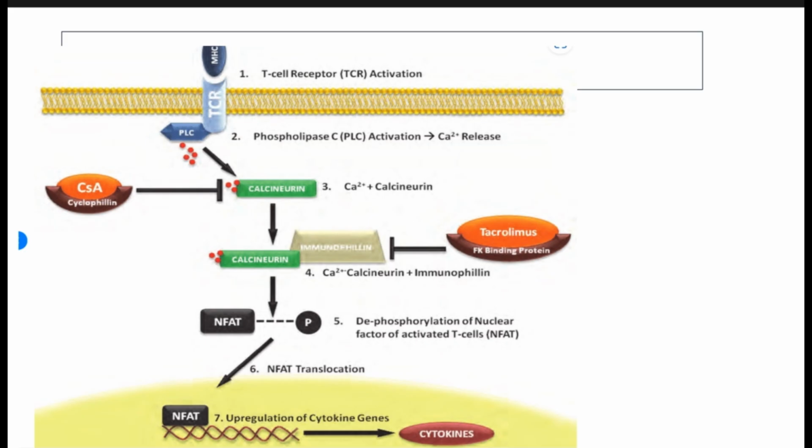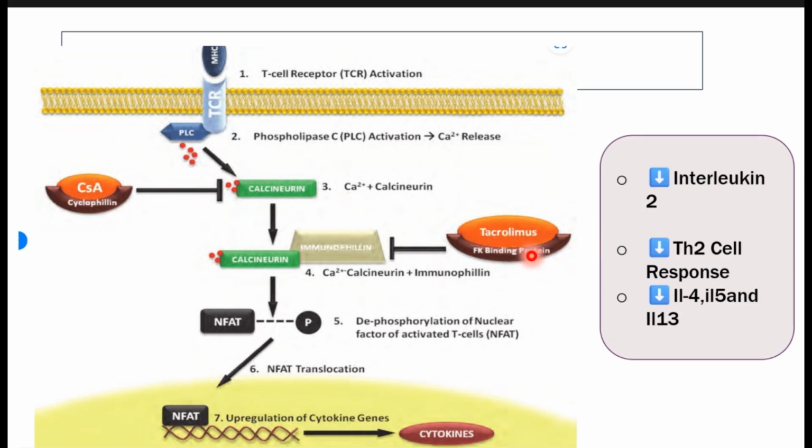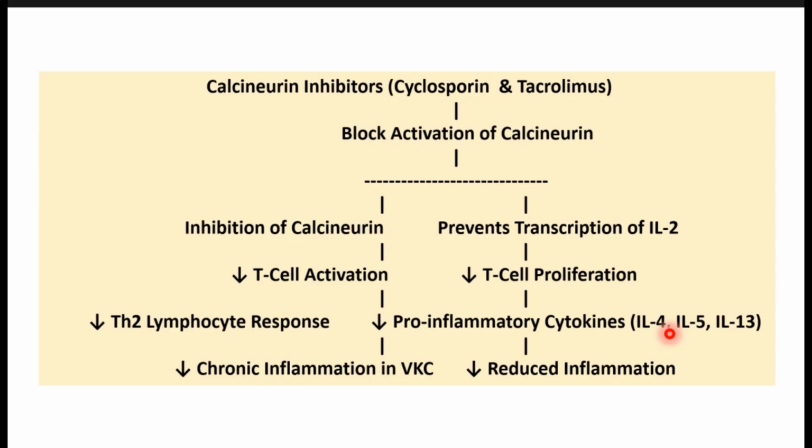So here we have these two drugs. One is cyclosporine, another one is tacrolimus. Cyclosporine basically forms a compound with cyclophilin and then it inhibits calcineurin, whereas tacrolimus basically binds with FK binding protein and then it attaches itself to immunophilin, thereby also inhibiting calcineurin. So ultimately, as you inhibit calcineurin, the cytokine expression is going to go down. So interleukin 2 is going to go down, the T helper cell 2 response is going to go down, and interleukins 4, 5 and 13, all of these responsible for allergies, are going to go down, right?